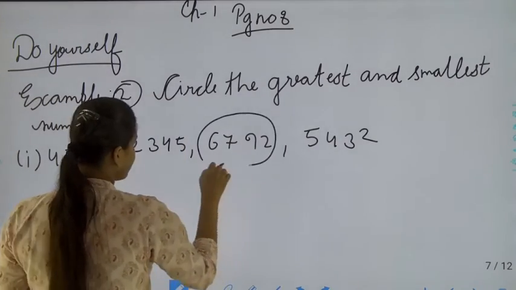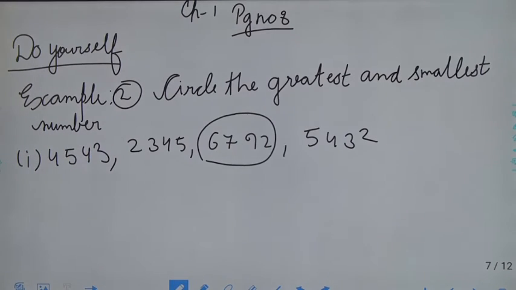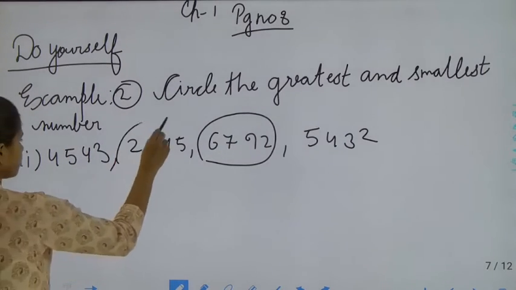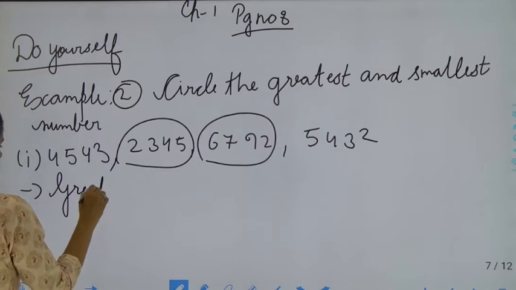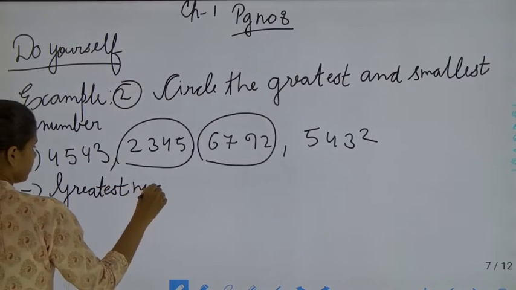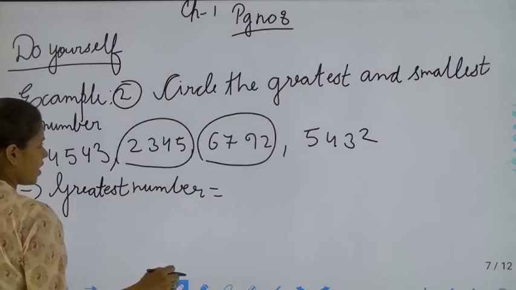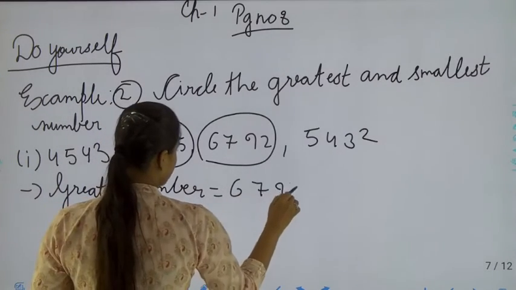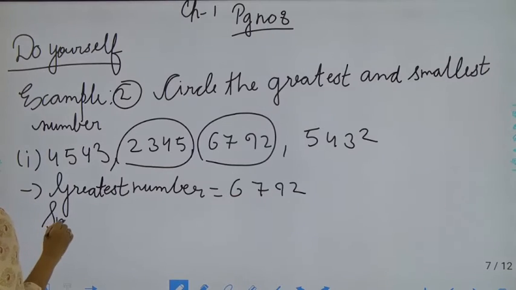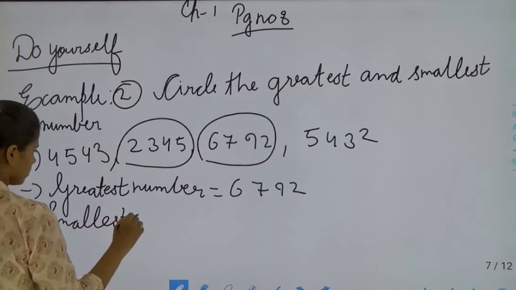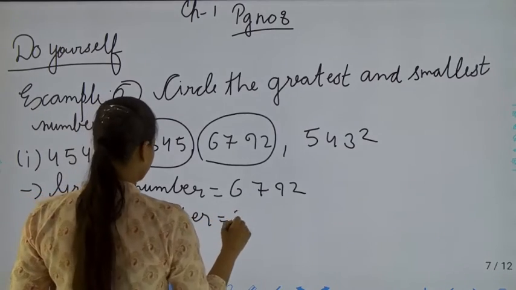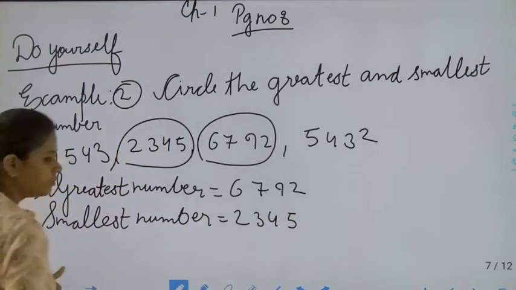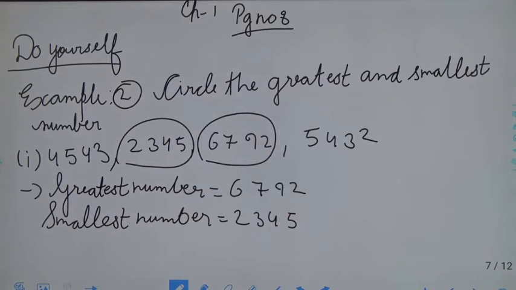The greatest number is 6,792, and the smallest number is 2,345. So you have to write the greatest number, that is 6,792, and the smallest number, that is 2,345. Now if you want to take a screenshot, you can take.